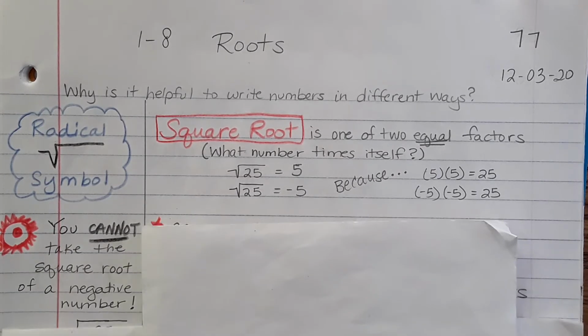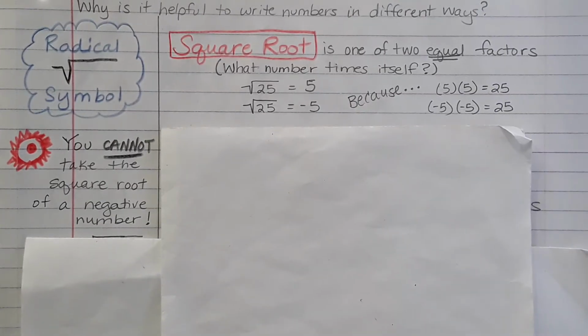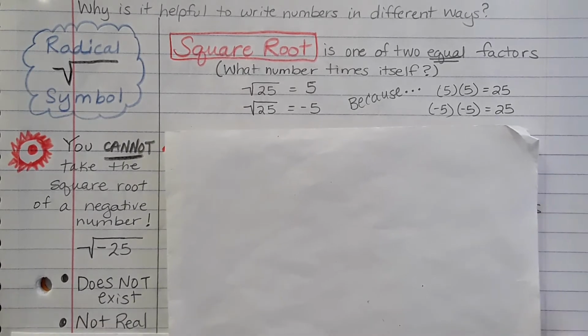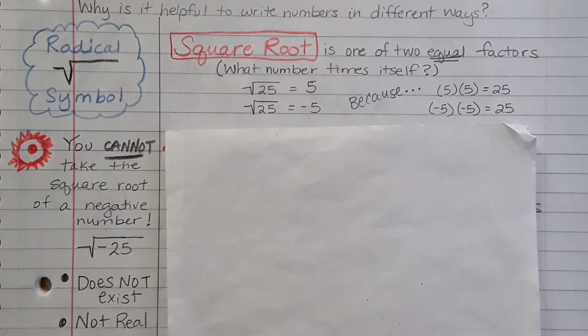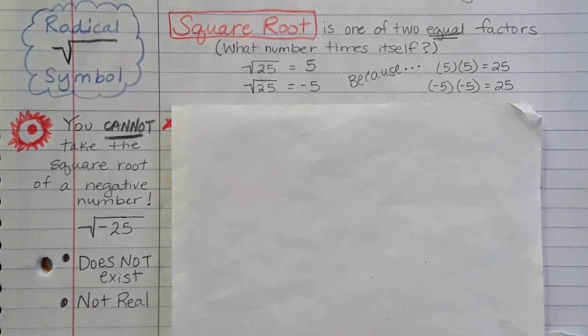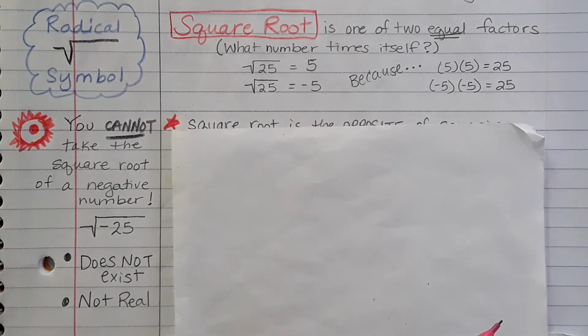It's really important to note this before we move on: you cannot take the square root of a negative number. So if your negative is under the radical sign, this is not possible. No number times itself equals a negative. It does not exist. It is not real. So remember, back from the first lesson of this chapter, everything that we're looking at are real numbers, and this is not real. So let's continue on.